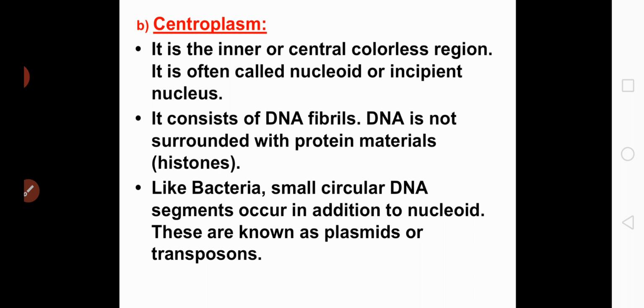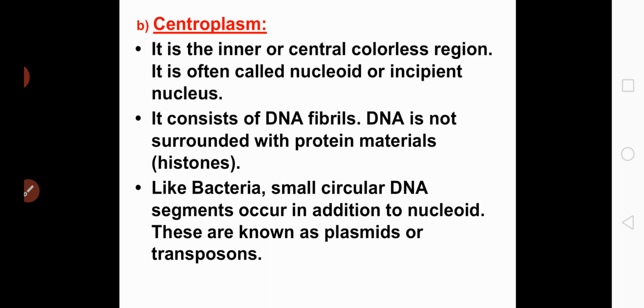And the second part is centroplasm. Centroplasm is the inner or central colorless region, whereas chromoplasm is the colored portion. It is often called the nucleoid or incipient nucleus. This region consists of DNA fibrils, and here the DNA is not surrounded with protein materials. That means histones are entirely absent.